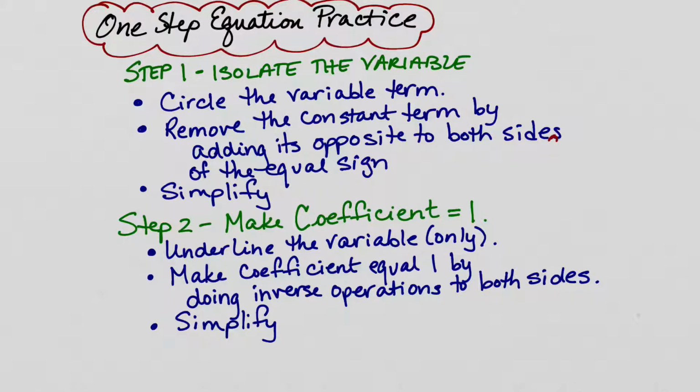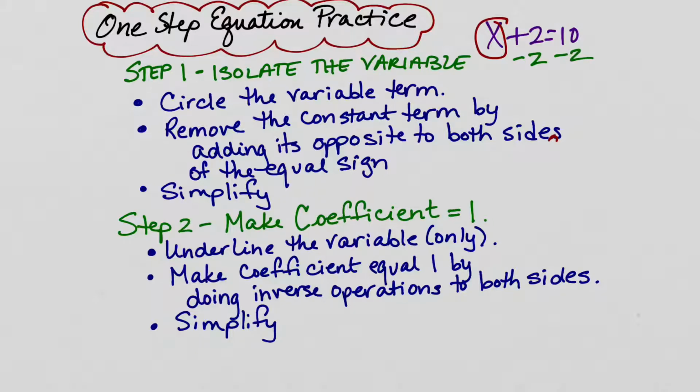Let's first look at x plus 2 equals 10. In this case, I want to circle the variable term, which would just be my x, and now I want to remove the constant term that is by it, which would be plus 2. Now, to remove the plus 2, it says to add its opposite. So what's the opposite of a plus 2? If you remember correctly, it should just be a negative 2.